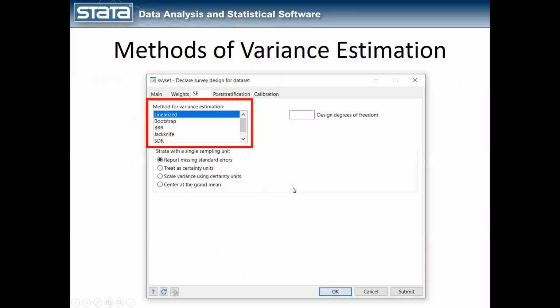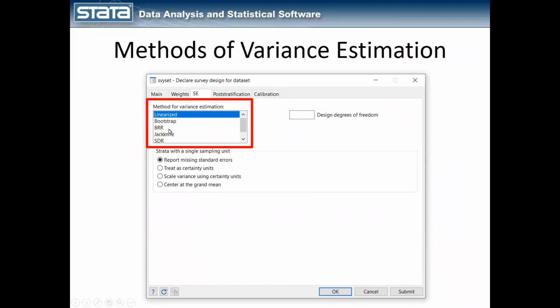Now I'm really frustrated. I brought the wrong slides, but I have a better screenshot of this. But there are a variety of choices: linearized, bootstrap, BRR, jackknife, SDR, and there's one other under here that I'm forgetting. BRR is right there.